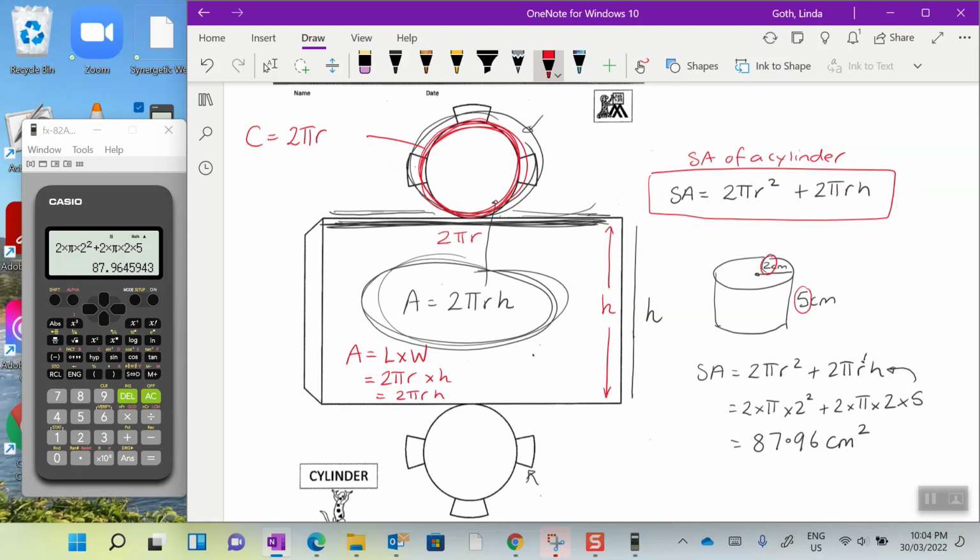There's lots of videos on YouTube about finding the surface area of a cylinder, so if you're still not sure, look one of those up.